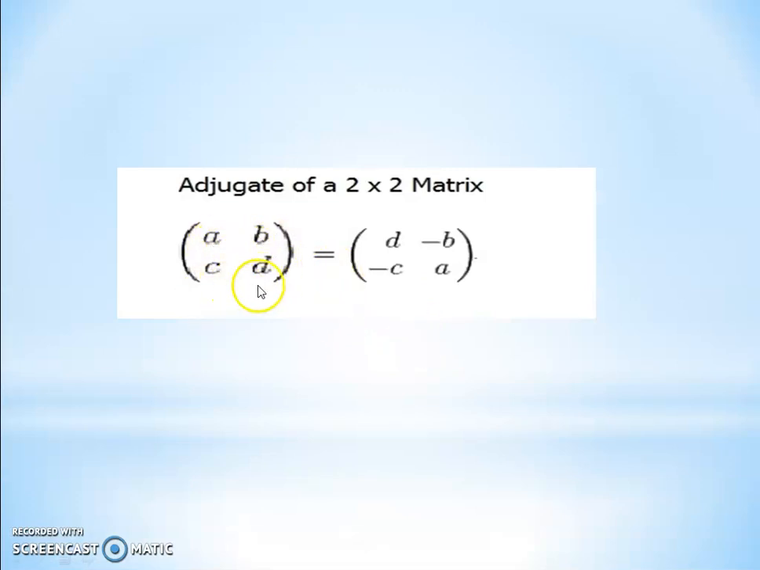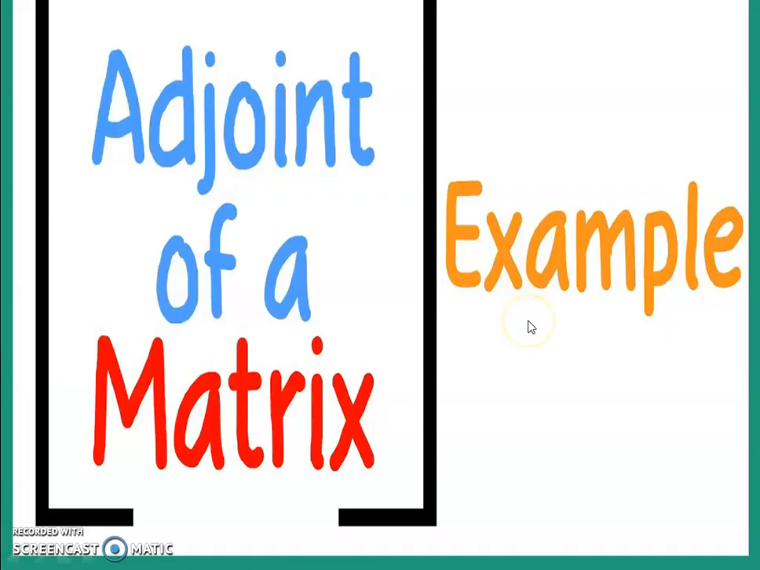If A, B, C, D is there, then what is our procedure? The diagonal elements will be changed. Instead of A we write D, instead of D we write A. Instead of B we write minus B, instead of C we write minus C.